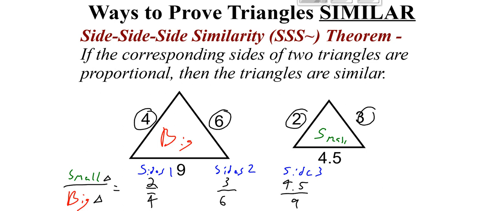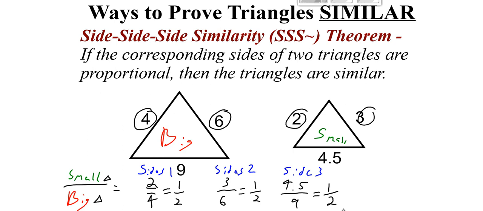And then my largest side, my small triangle, is 4.5 over 9. Notice that all of these fractions, 2/4 can be reduced to 1/2, 3/6 can be reduced to 1/2, and 4.5 over 9 can be reduced to 1/2. So all our sides are in proportion. So yes, these triangles are similar.